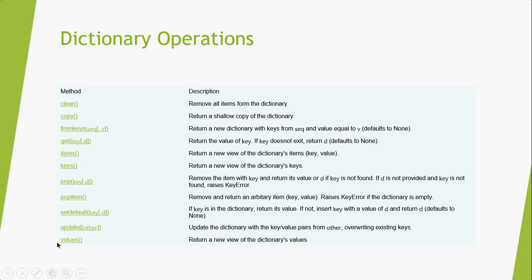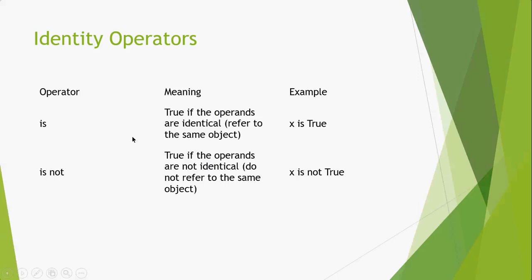There are some functions in dictionary as well. These are the methods that are possible in dictionary operations. You can clear a dictionary, you can copy the dictionary, and you can get the items from the dictionary. You can update the dictionary. These are some of the possible operations on a dictionary.